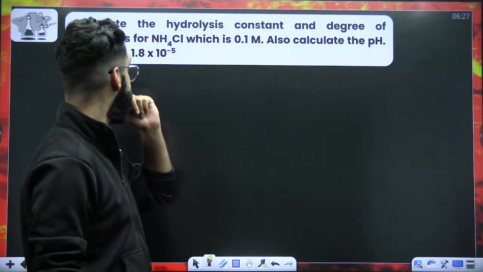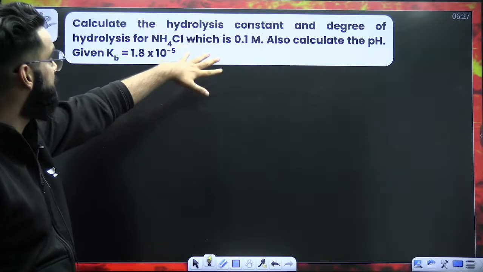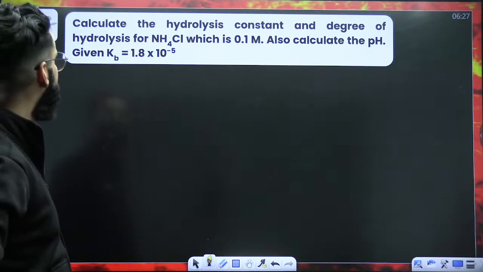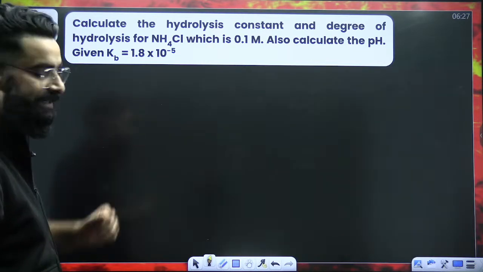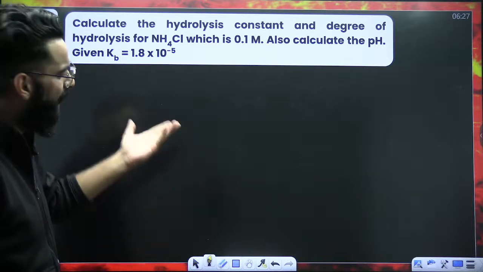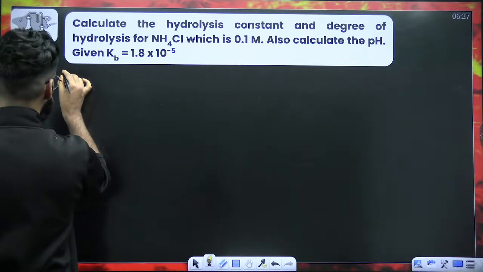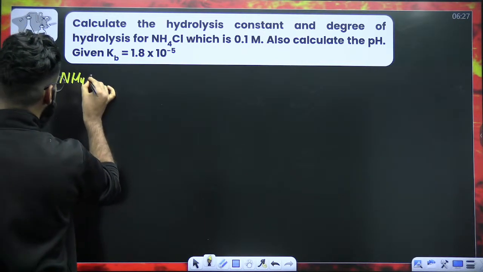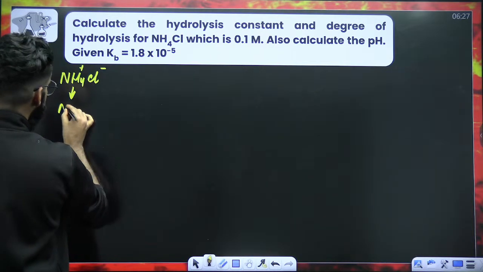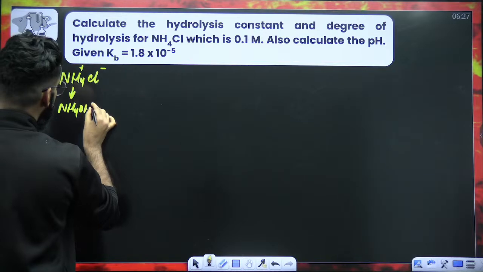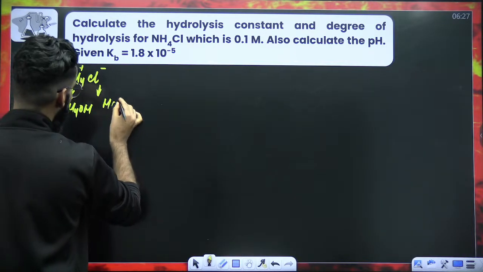Just have a look. Calculate the hydrolysis constant and degree of hydrolysis for NH4Cl, whose concentration is given. Also calculate the pH. Kb is given. Again, the similar type of question. So the salt that's given to us is NH4Cl. So it's going to be NH4 positive, Cl negative. NH4 positive would have come from NH4OH. Cl negative has come from HCl.